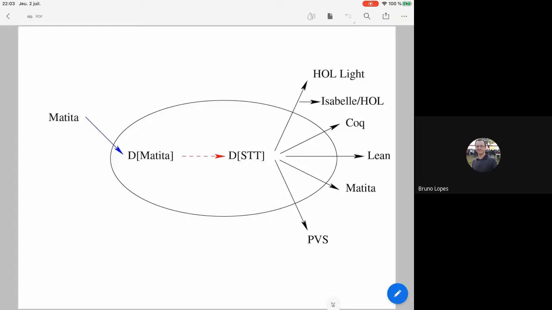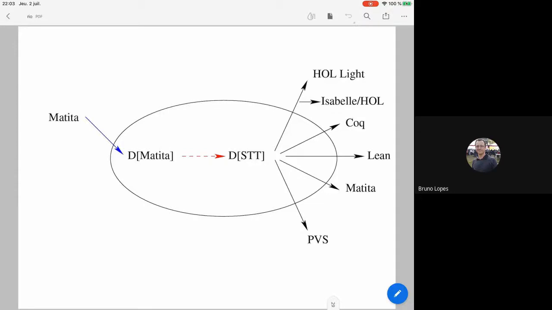So he started on the left of this picture with a Matita proof of Fermat's little theorem. I'm speaking of Fermat's little theorem, and not Fermat's last theorem, of course. It's a simple theorem of arithmetic that Fermat indeed succeeded in proving. Then he translated this proof in deducti, in the theory of Matita expressed in deducti. So this is the blue arrow.